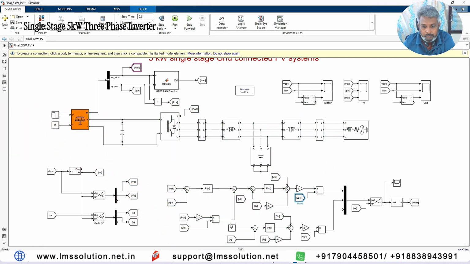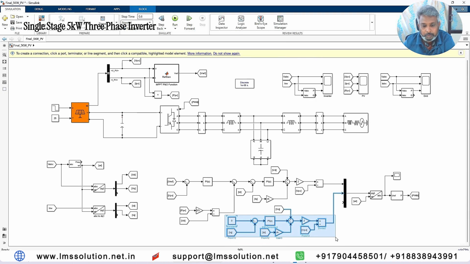Same way, here you see that this is for quadrature axis current control. Here we are taking the IQ reference as 0, and then it is compared with IQ and again processed via PI controller, the current controller. Here you are using ID omega L and VQ, and then you have to multiply it with 2 and divide with the VPV, and finally we are having the control voltage in the form of VD and VQ.